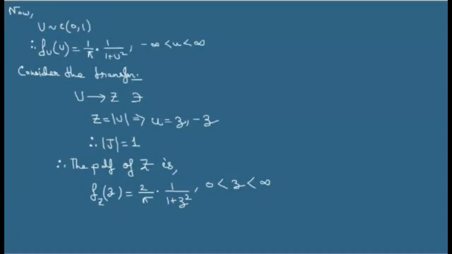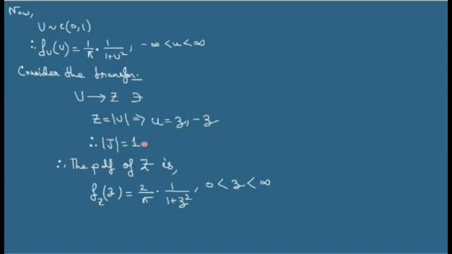So we have U follows Cauchy 0-1 distribution. So the PDF of U is 1 by pi into 1 plus U square, where the range of U is from minus infinity to infinity. Now we consider the transformation U to Z such that Z is equal to mod U. So U can be either Z or minus Z because the support of U is the whole real line running from minus infinity to infinity. So U can take positive as well as negative values.